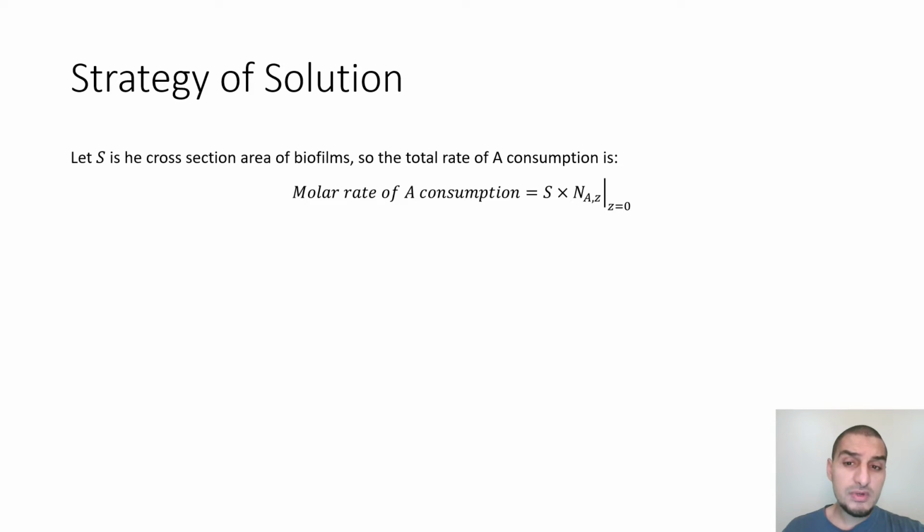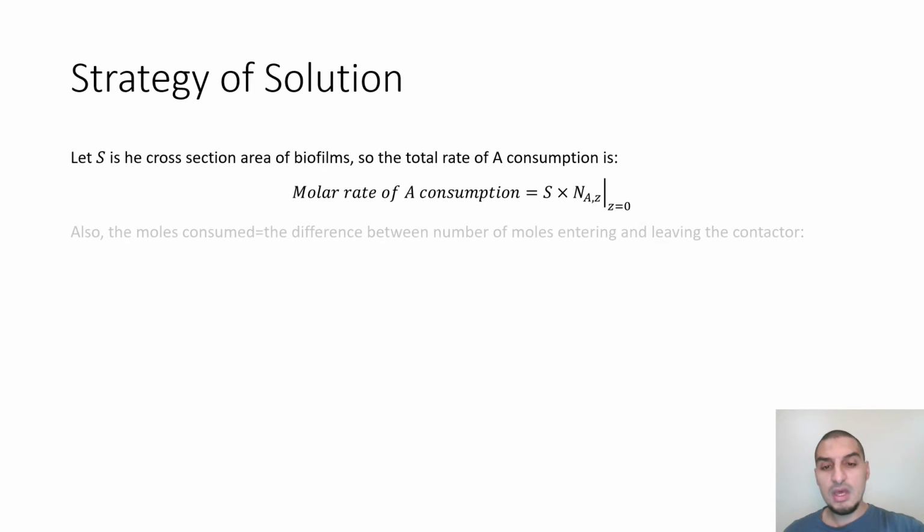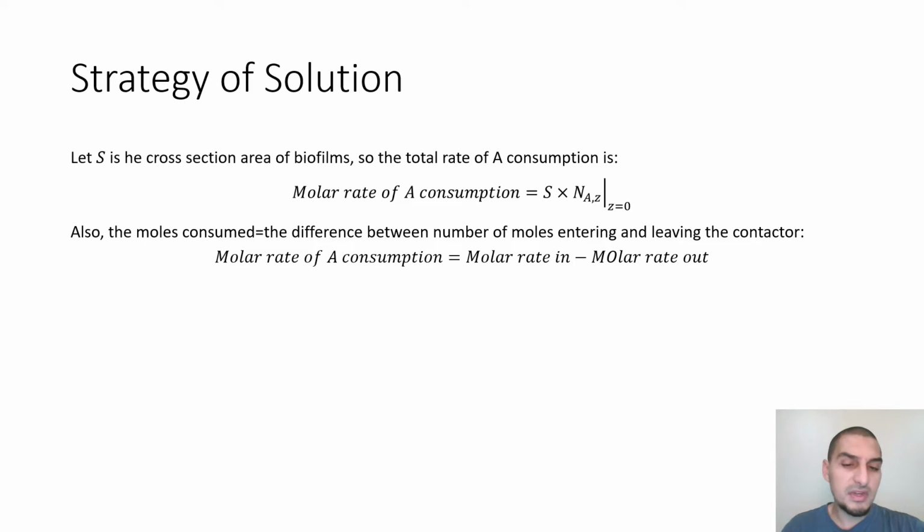Regarding the first part, which is the molar rate of consumption of A, it's very simple to get from the information that we know. You have a concentration of 0.1 going inside the unit, and a concentration of 0.02 going outside the unit. The difference between these two, in case of steady state, will not go anywhere except for the consumption. So the consumption is the difference between what's going in and what's going out. This is very simple logic. The molar rate of consumption of A is equal to the molar rate of A going in minus the molar rate of A coming out.